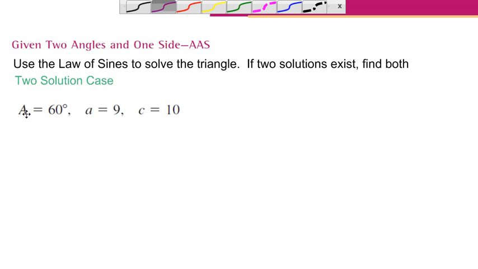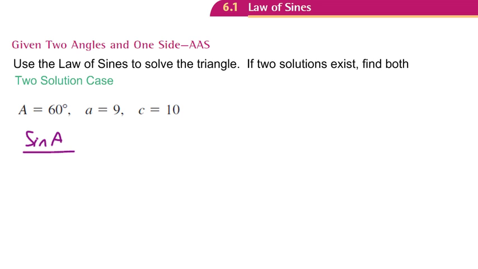Since I know capital A and small a, I can do sine of capital A over small a, and that's going to be equal to sine of capital C over lowercase c. The reason I'm choosing those is because they gave me A and lowercase a and a lowercase c. That's how I knew I was going to use those. So let's go ahead and plug them in right now.